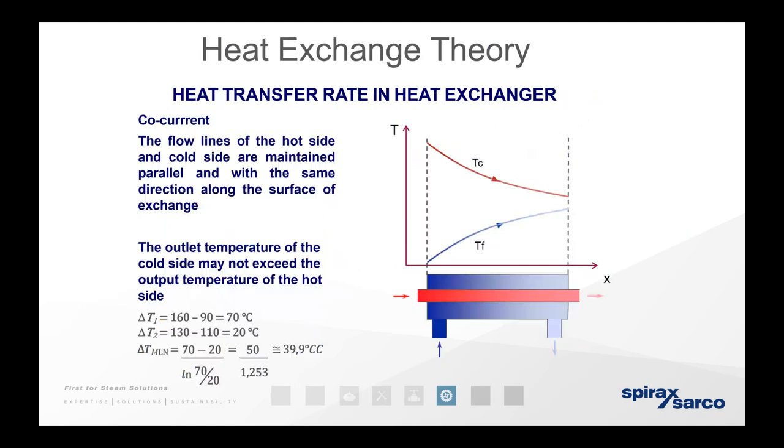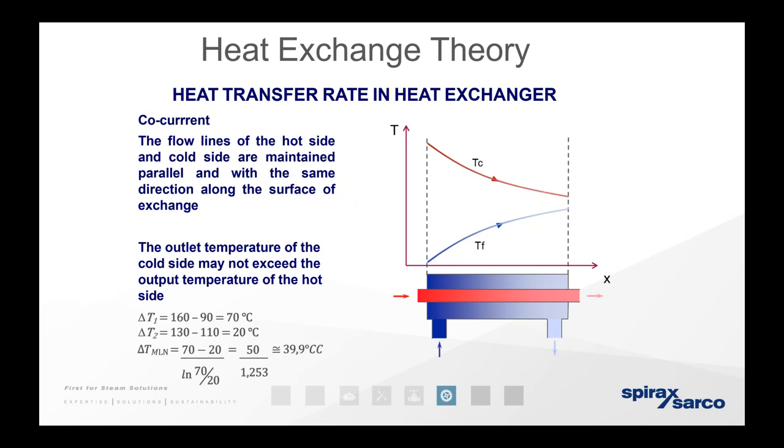So, co-current. Flow lines of the hot side and cold side are maintained parallel. Effectively they match, as you can see on the picture there. They are almost a mirror image of each other along the surface of the heat exchanger. There will be a surface in between where these meet, and that's what this is saying: the outlet temperature of the cold side may not exceed the outlet temperature of the hot side. You will not get your secondary fluid to be hotter than the primary fluid, or primary media you put in.